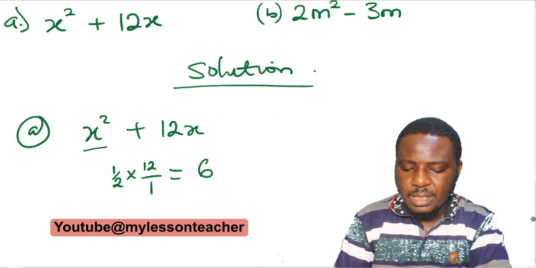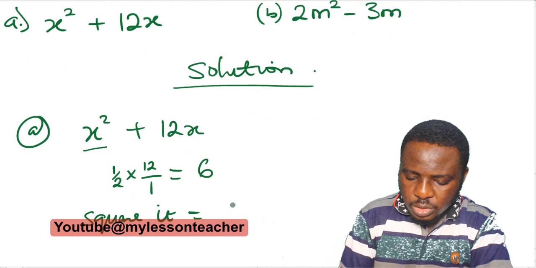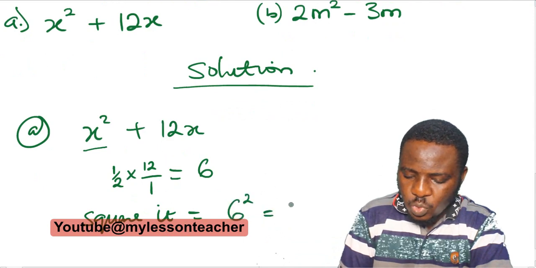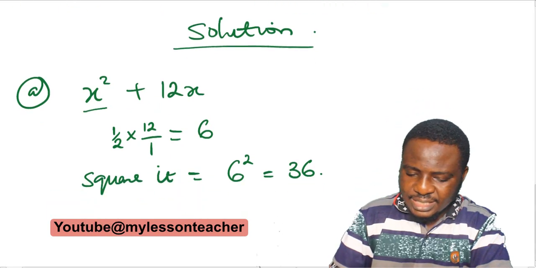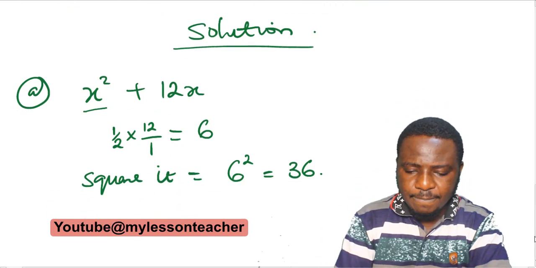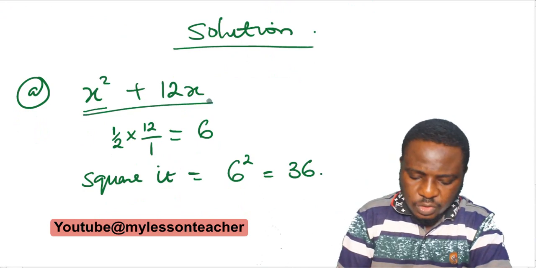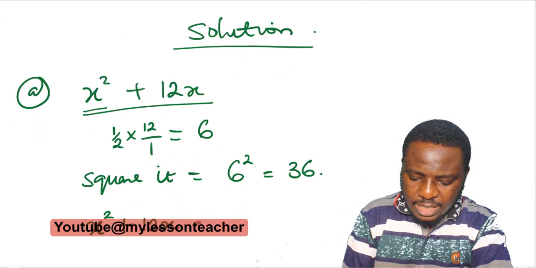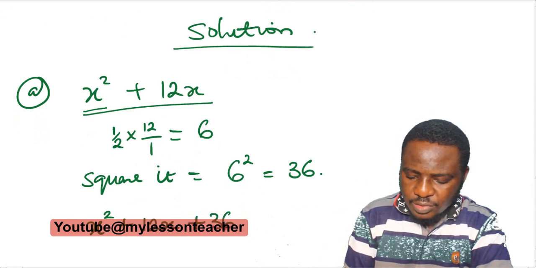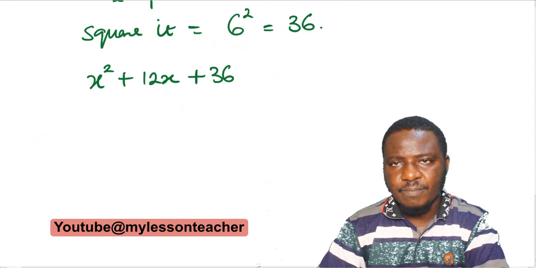Square it. So squaring it, this becomes 6 squared, and 6 squared is equal to what? 36. So therefore 36 is the constant term that when you add it to this expression makes it a perfect square. So that becomes x squared plus 12x plus 36. So this is our answer.